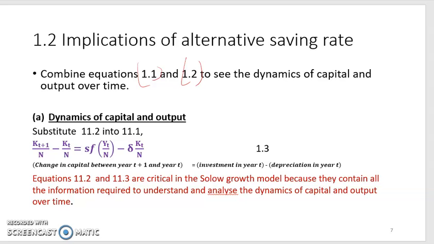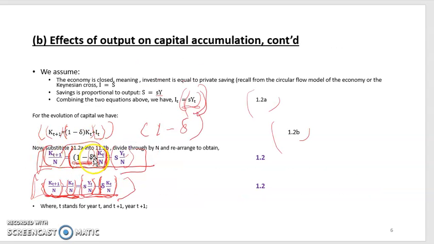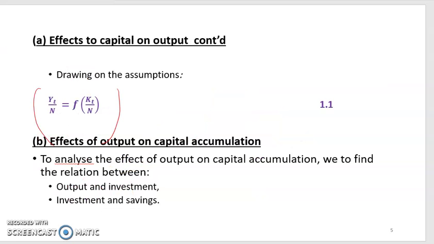Substitute equation 11.2 into equation 11.1. This is what we get. So in essence, what we have done is replaced output per worker in equation 11.2, output per worker here in this equation, by its expression in terms of capital per worker, shown by equation 11.1. So by its expression of that.